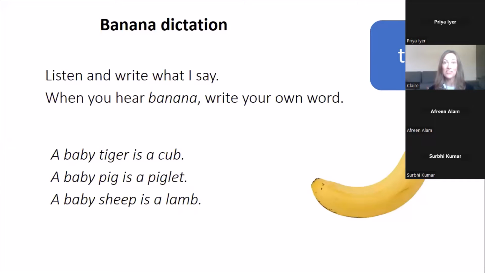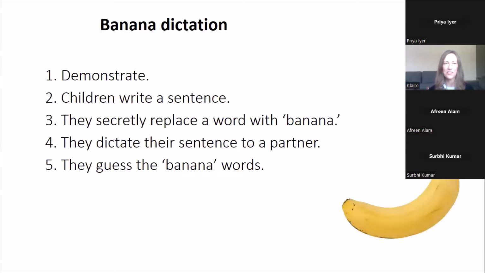So far we're just listening. Students are listening really carefully, and then they're writing down what they hear. Here are the steps of the activity. So first of all, we demonstrate, we've done the demonstration together. The next stage, children would write their own sentence. They'd keep it secret, and they'd replace one of their words with banana.